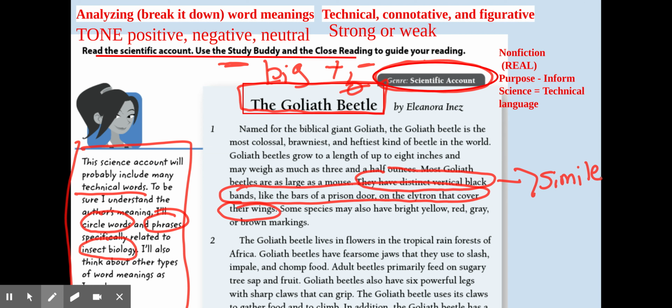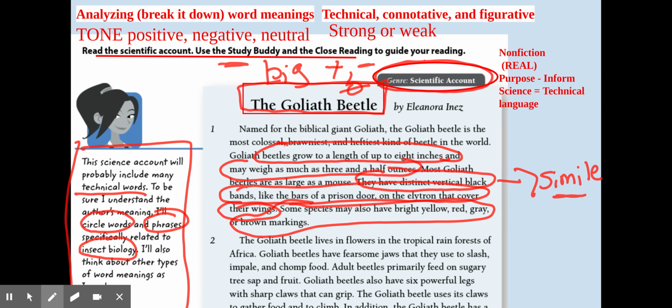It's also a little bit on the negative tone side when you're comparing something to a prison. And then it also goes on to say that it has some of these markings, these different colors. Our beetle can grow to the length of up to 8 inches and may weigh as much as 3.5 ounces. And here we've got another comparison where it says most Goliath beetles are as large as a mouse. So that's another simile. Did you find the allusion that he's named for the biblical giant Goliath?